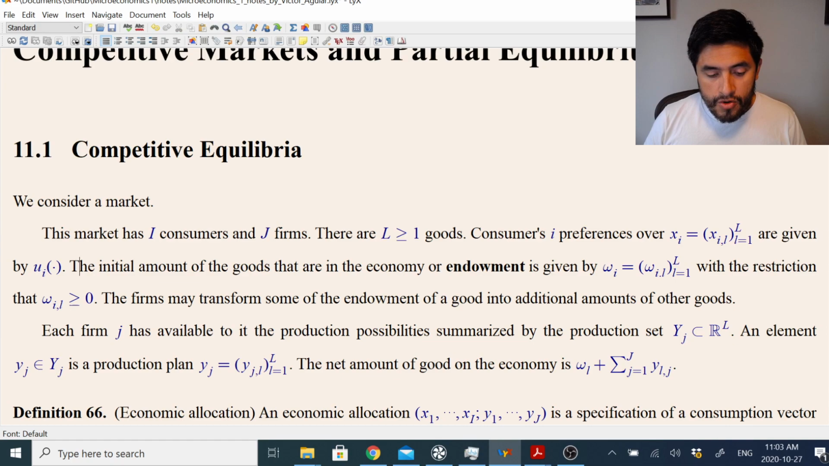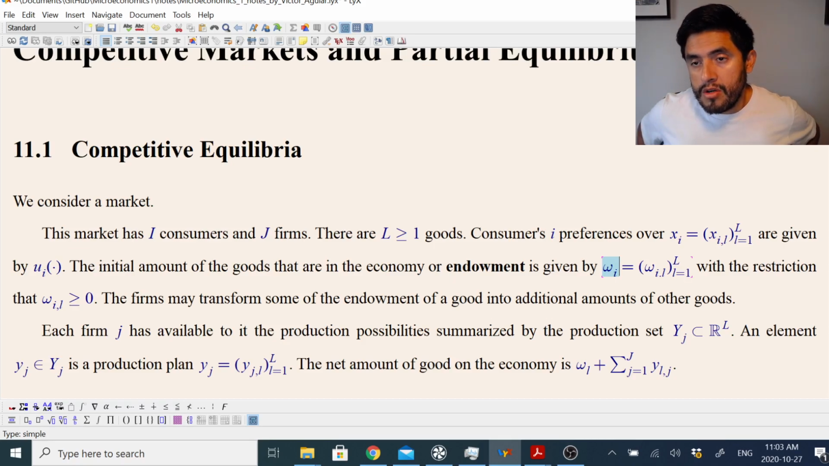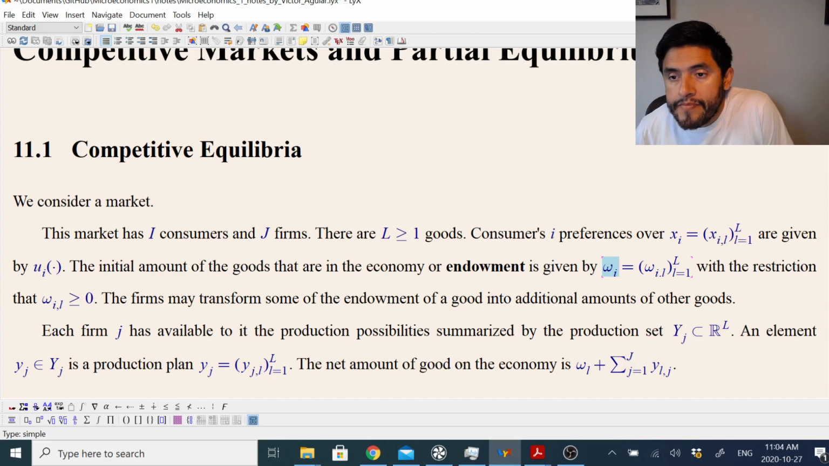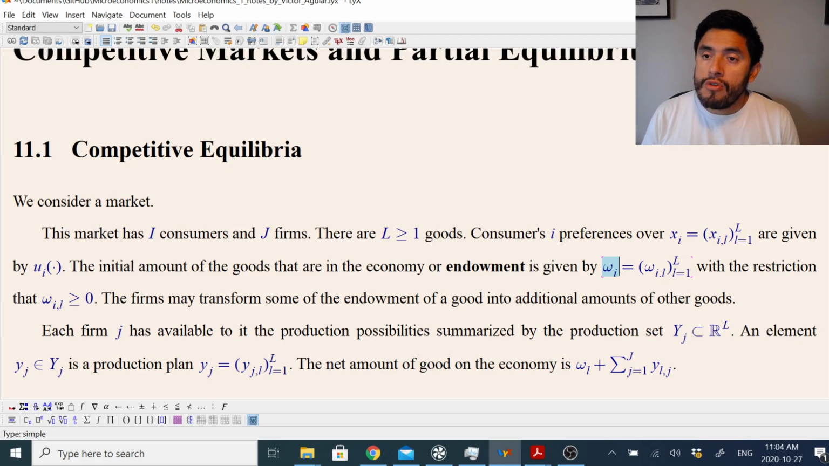And the initial amount of goods in the economy, or endowment, is given by this omega. Omega is a vector of size L, and it's telling you how much you have initially of each good in this market. It's very important that you understand what the endowment is. So imagine I'm running an experiment about trade. I put some individuals in a room and I want to understand how they trade with each other given initial allocations of goods.